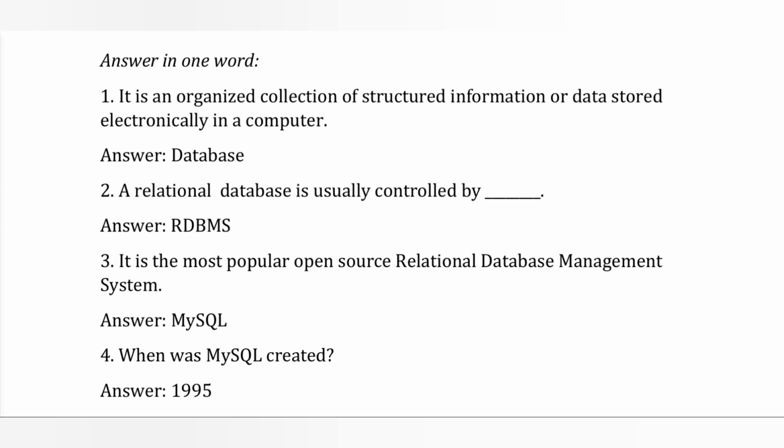Here are the questions. And some questions like question number 2: A relational database is usually controlled by. Answer is RDBMS. But if the word relational is not there, if it is just a database is usually controlled by, then you will write the answer as DBMS.